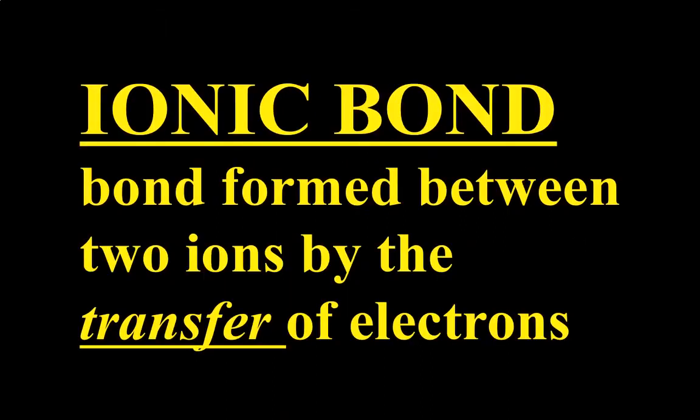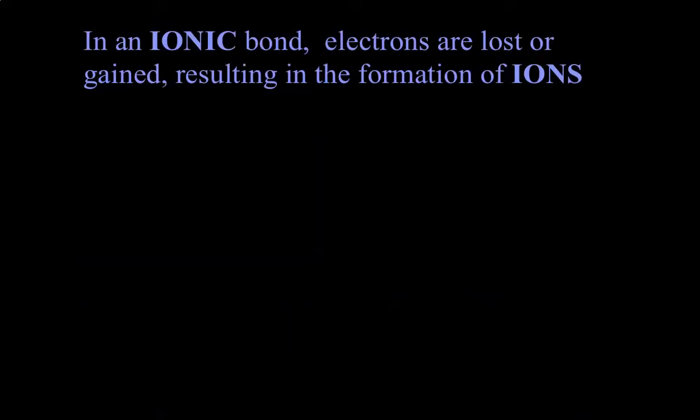Alright guys, so now let's look at one type of chemical bond that exists. That's called ionic bonds. Ionic bonds are formed between two ions by the transfer of electrons. So one atom is going to give electrons and another atom is going to gain electrons. In the process you form something called ions that are charged particles. I know you've read about those before, and my hope is that in this presentation you'll really understand what ions are.